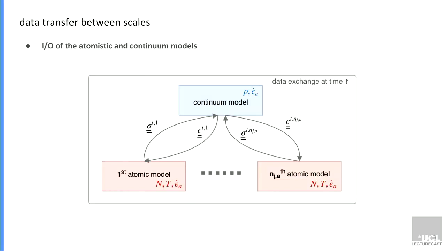So this is a quick recap of the data inputs and outputs of the two models. At the continuum model, what is constant is the density of the mesh and the strain rate, which is specific to the macroscopic model. Then at every time step, you feed your atomistic model with a strain specific to the cell. The number of atoms, the temperature, and the strain rate are fixed in our simulation, and then you feed back the stress.